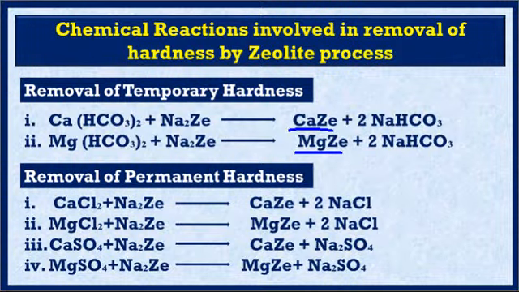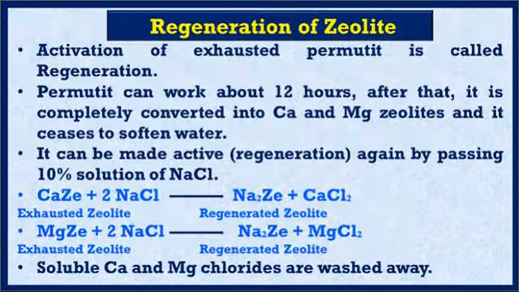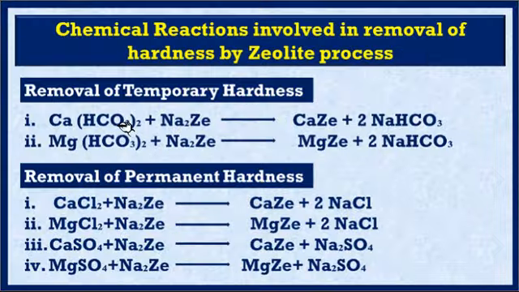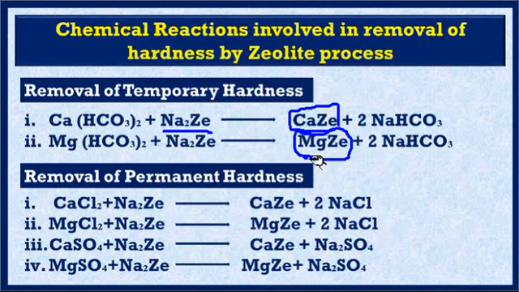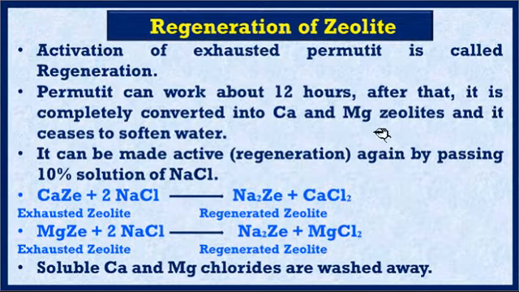Now in this reaction we can easily see that when the zeolite is used for the water softening process, after some time it is completely changed into the calcium and magnesium zeolite form. So if all the zeolite bed is converted into the calcium and magnesium zeolite, further removal of hardness is not possible. So how can this problem be resolved? This problem can be resolved by the regeneration of the zeolite.